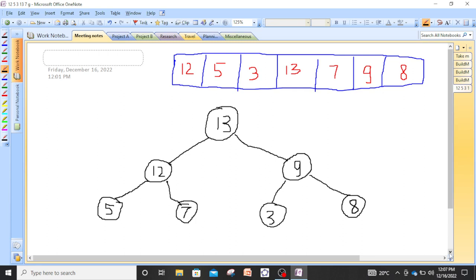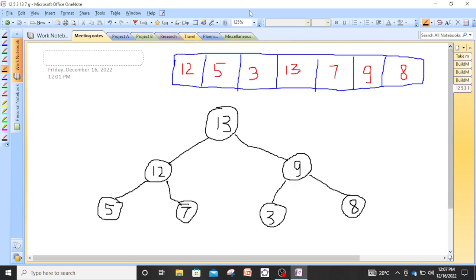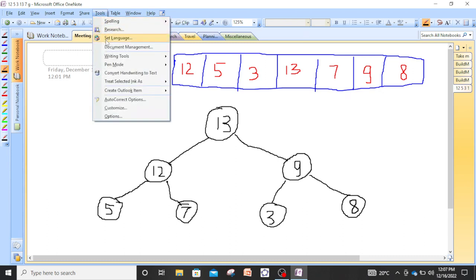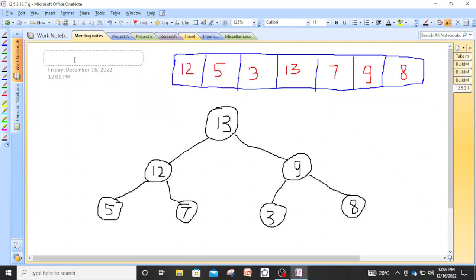Now we go to understand the heap sort algorithm. I have not typed the title here, so I type here heap sort. Heap sort. This is an important technique of sorting. Now I start the heap sort algorithm.